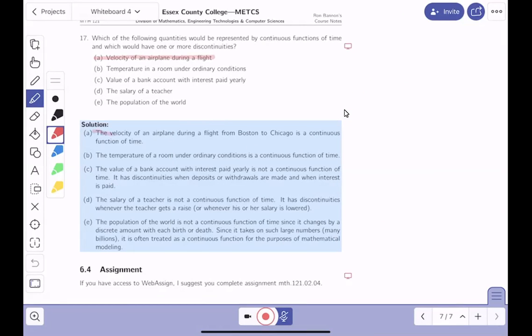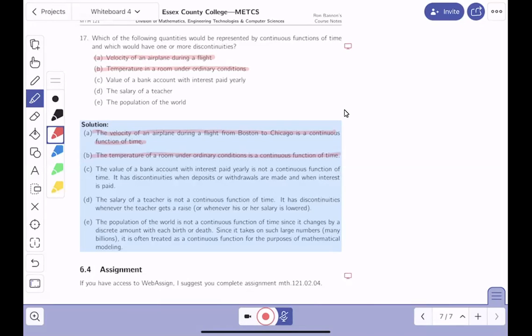It says the velocity of an airplane during flight from Boston to Chicago is a function of time. Let me read that question again. Which of the following quantities would represent a continuous function of time? So I put an example down of a flight from Boston to Chicago. You don't have to do that, by the way, but it's certainly a continuous function of time. How about temperature in the room? I would say yes, it's also a function of time, right? The temperature in a room goes up and it's continuous. It goes up smoothly and it goes down smoothly, under ordinary conditions.